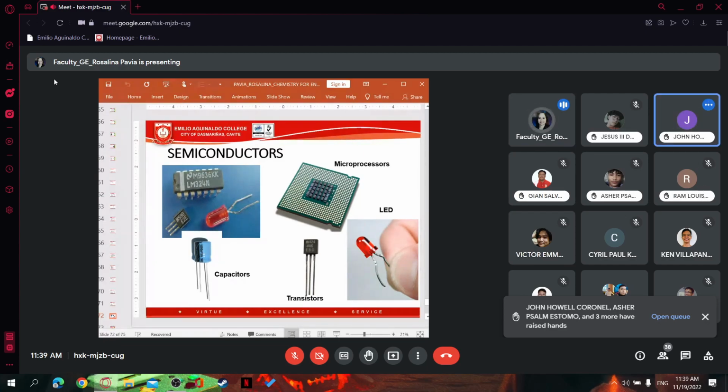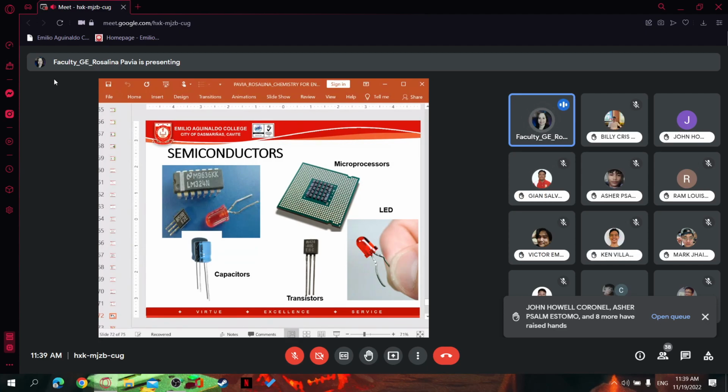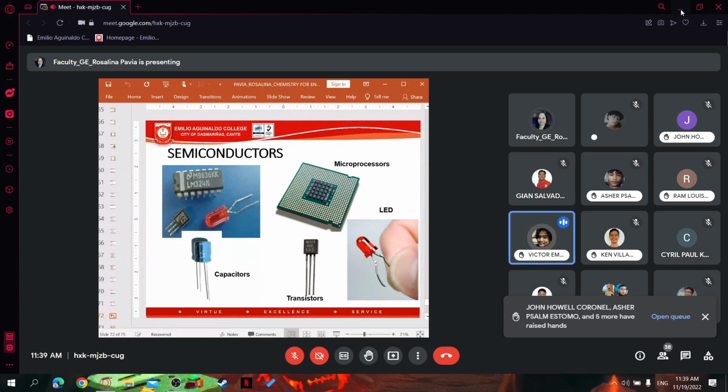Ma'am, less common din namin nito. Sa electronics tayo, Mr. Coronel. Mayroon kang LED, light emitting diode. Ano naman yung LCD? Like yung TV mo, LED, pero bago lumabas ang LED, meron din tinatawag na LCD. Mr. Carrion. Liquid crystal display.